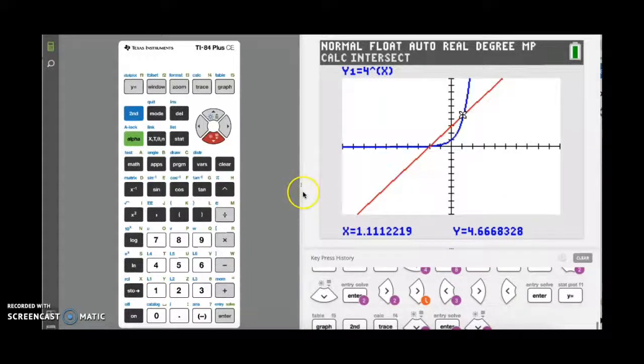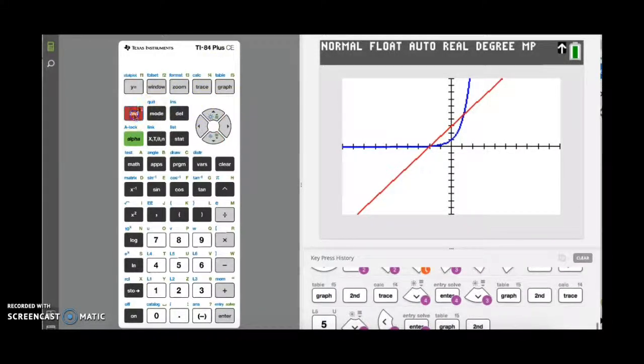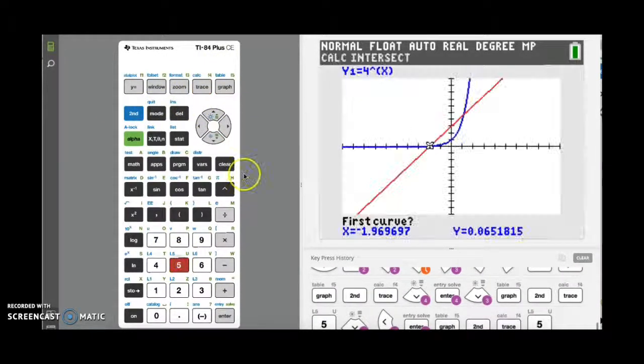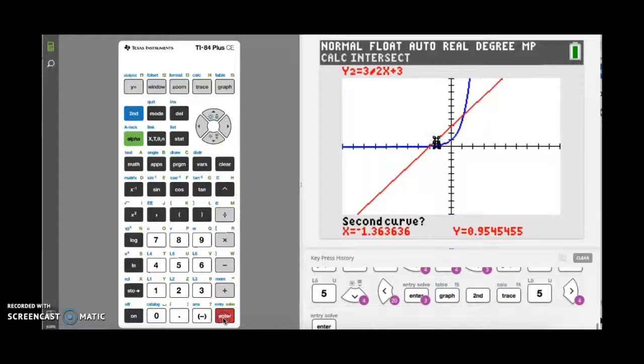So now let's go ahead and find the second intersection here. So just press graph, press second trace again, press 5, and now use your arrows to go closer to this intersection. So press enter here to choose the first curve being down there. The second one, press enter to make that the other one. Press enter for a third time. Now the intersection point down here is going to be these 2 points. So that's going to be negative 1.96 for the x, and it'll be 0.07 for the y.